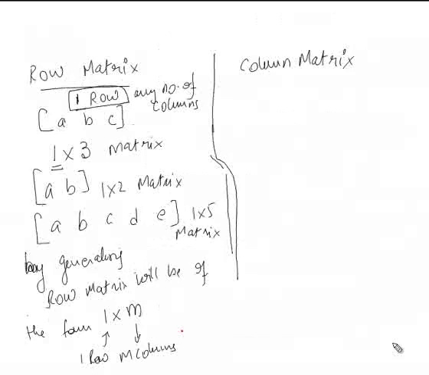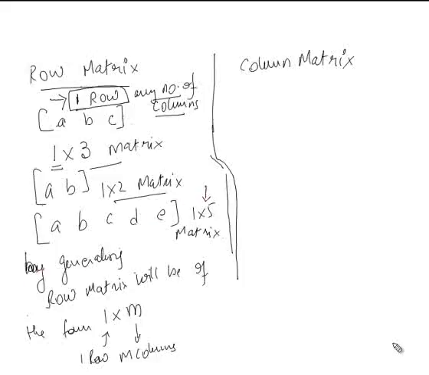Okay. Here I want to introduce the notation of a row matrix and a column matrix. A row matrix is one which is always having only one row. Any number of columns it can have. For example, A, B, C. This is a 1 cross 3 matrix. A, B is there. It's a 1 cross 2 matrix. I have A, B, C, D, E. It's a 1 cross 5 matrix.